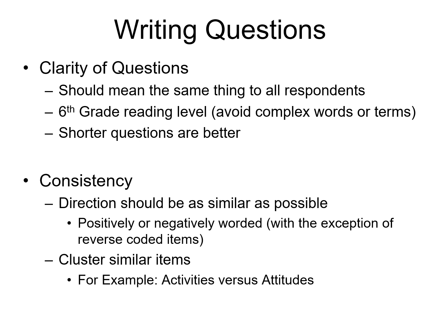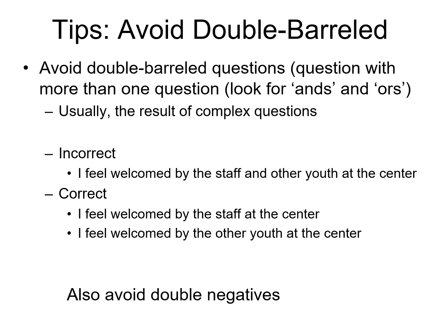So for example, if we have a bunch of questions about activities and a bunch of questions about attitudes, we probably don't want to intersperse those. We want to have people focused on what do I actually do versus what I actually think. And again, this is about how the human brain works and how we're actually formatting information, and we get better results this way. We want to avoid double-barreled questions.